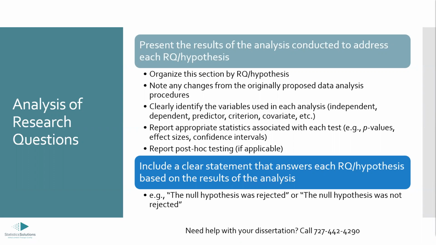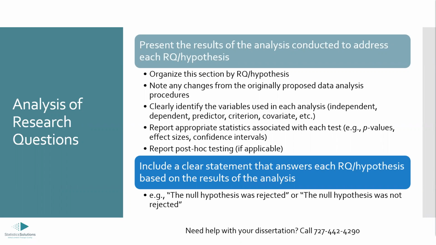For each analysis, you want to clearly identify the variables that are used in the analysis. So if you're doing something like a t-test or an ANOVA, you want to clearly identify your independent and dependent variables. If you're doing a correlational analysis like a regression, you want to identify your predictor variables, your criterion variable, and any covariates you include in your analysis.